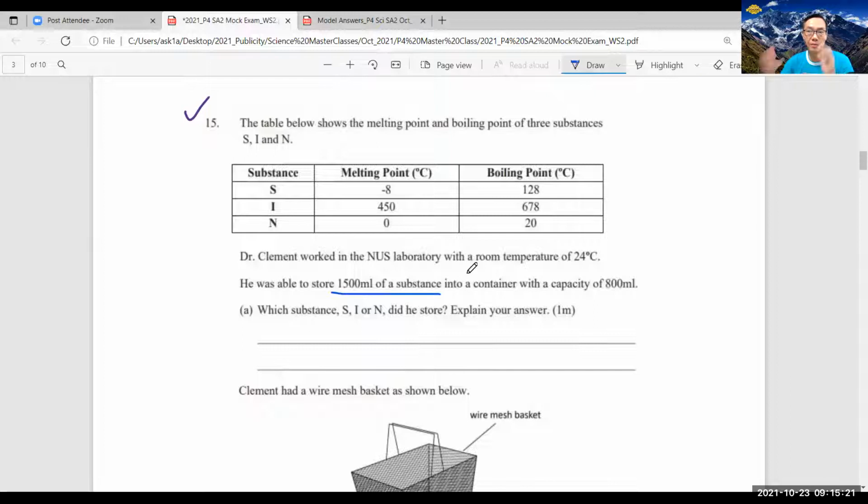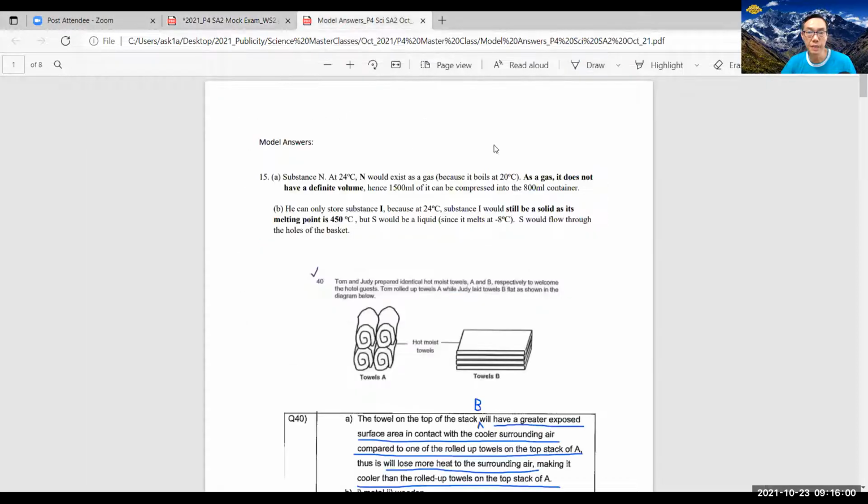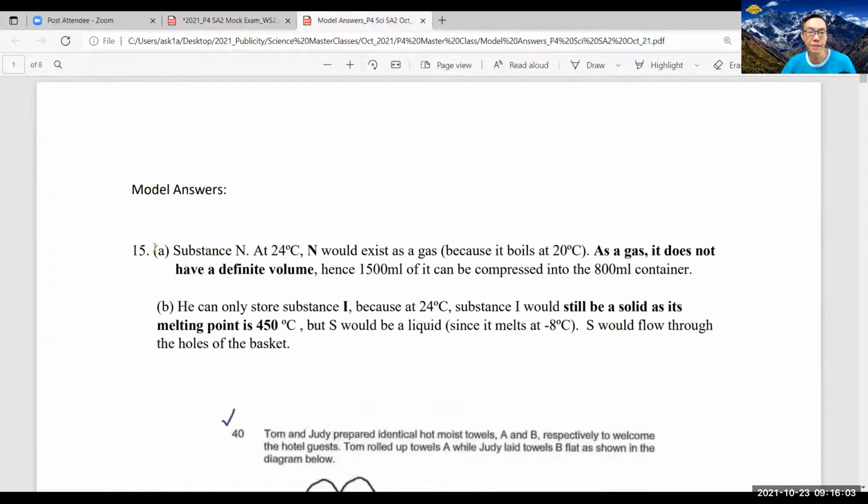In order to store something with a bigger capacity, 1,005, into a container with smaller capacity, it must be a gas. Because students need to understand that only gas can be compressed. So they need to ask themselves, at 24 degrees Celsius, which of these substances will appear as gas? So for gas, we look at the boiling point. So can you see this 20 degrees Celsius? So substance N actually becomes a gas at 20 degrees Celsius at its boiling point. So this answer is substance N, and this is the model answer that a student should be able to pen out, as I showed here.